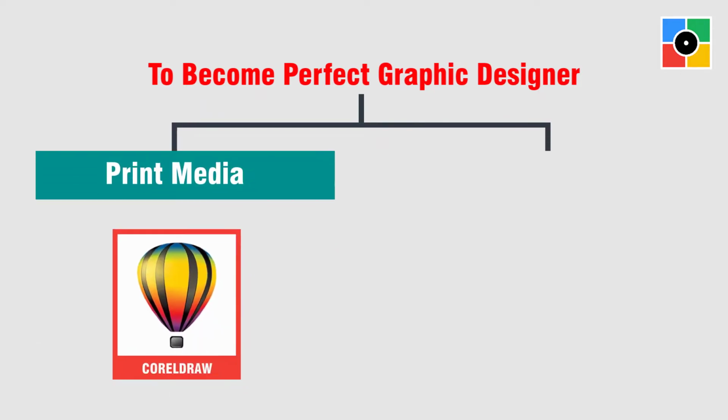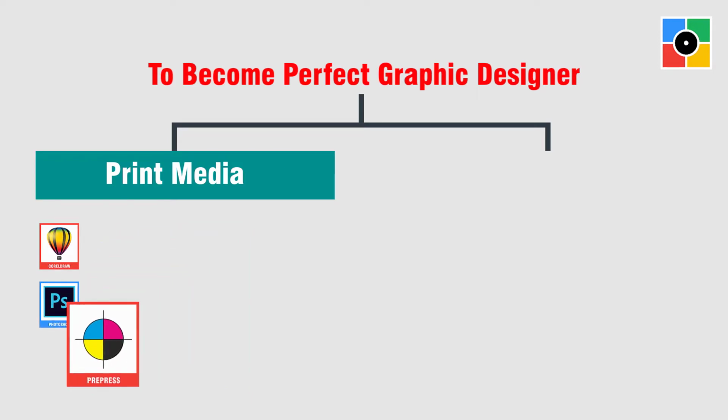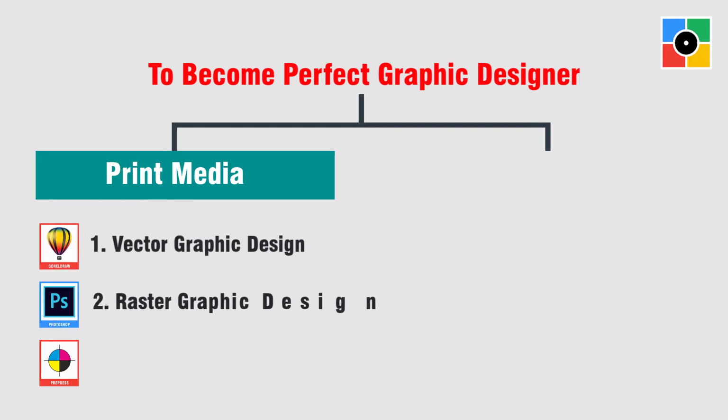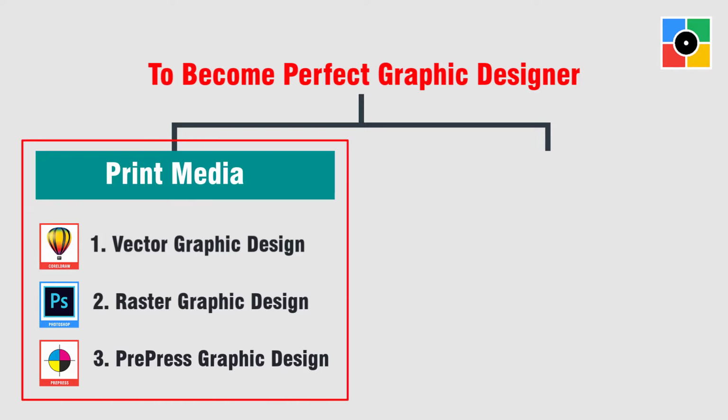If you want to make a career as a perfect graphic designer, we have divided the minimum things that you should learn into two main groups. The first group covers the basic concepts of graphic design and the practical study of how designs are made for all types of printing. In that, 1. Vector graphic design, 2. Raster graphic design, and 3. Prepress graphic design are the three subjects.